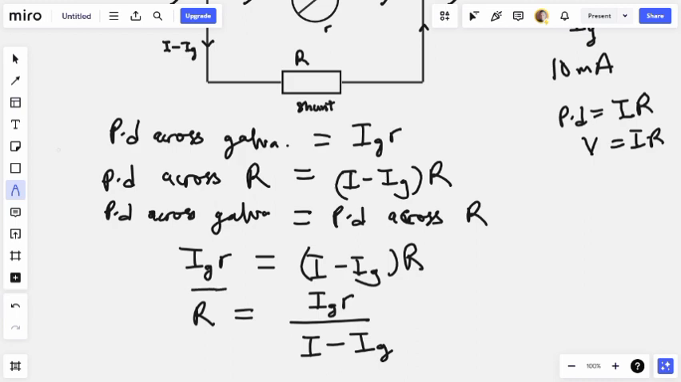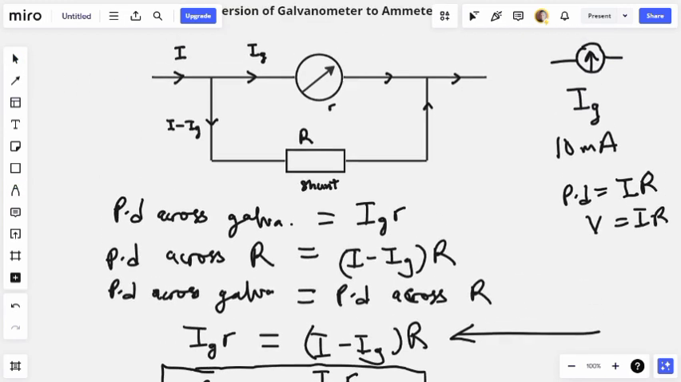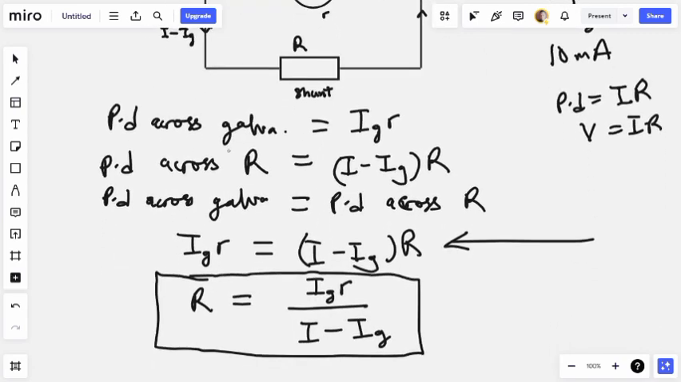So this relation here is very, very important when doing calculations based on galvanometer as an ammeter. Thank you.